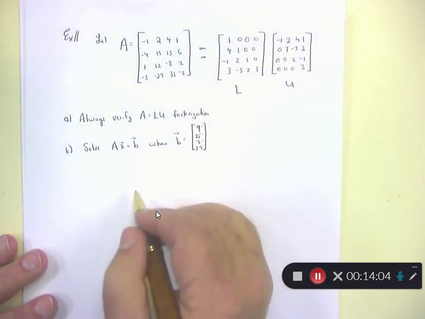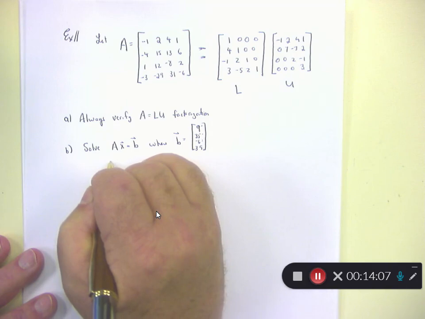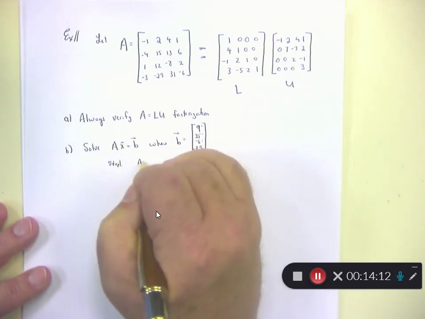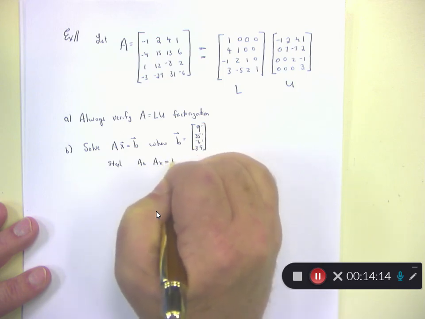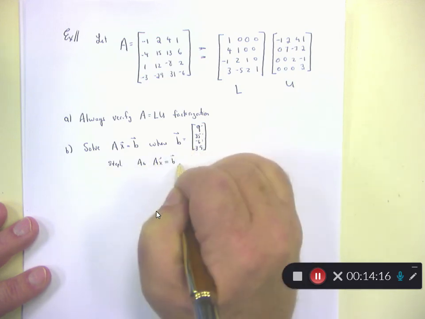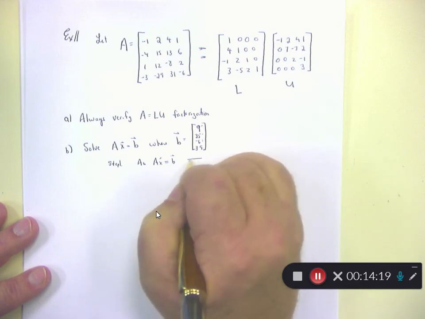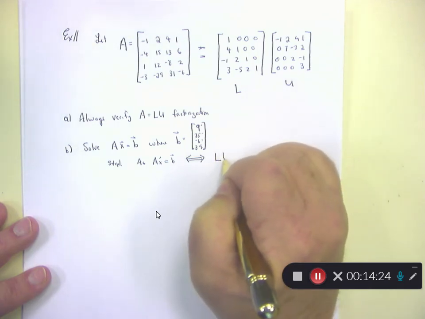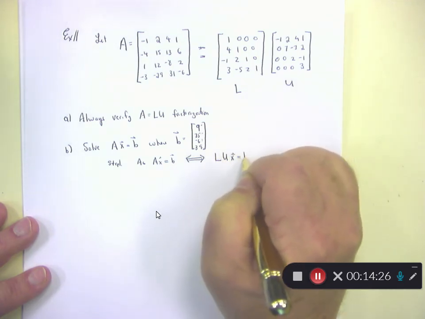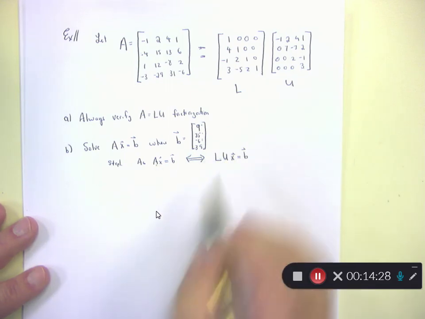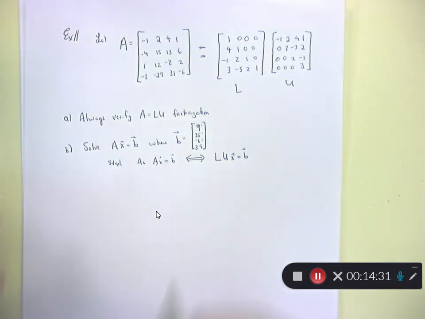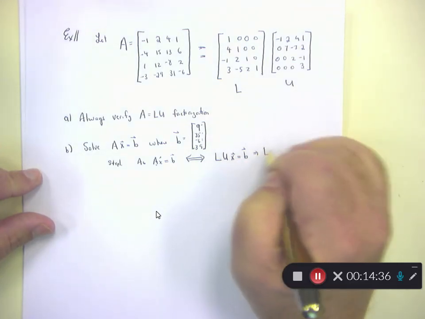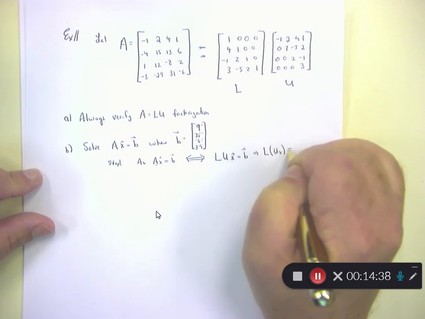Since I have my LU factorization, step number 1 is to do this. As AX equals B, you know what a double arrow is, if and only if? L times U times X is equal to B. I replace A with L times U. Okay? Well, L times UX equals B.